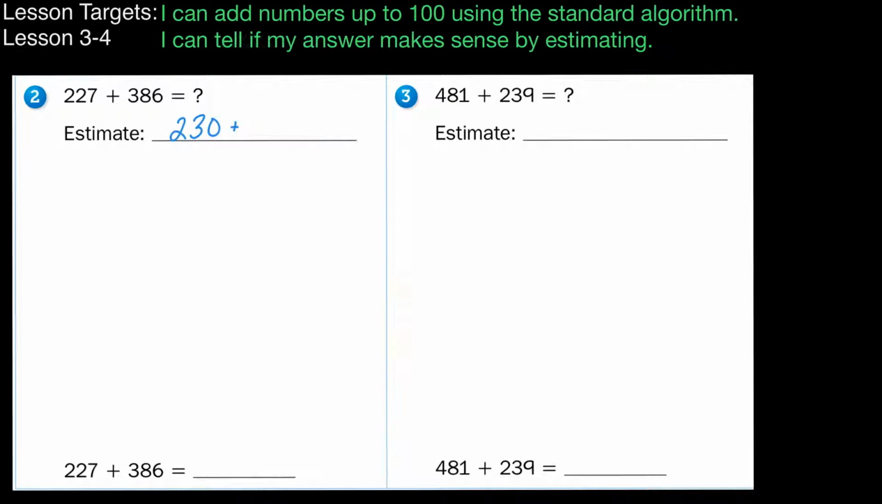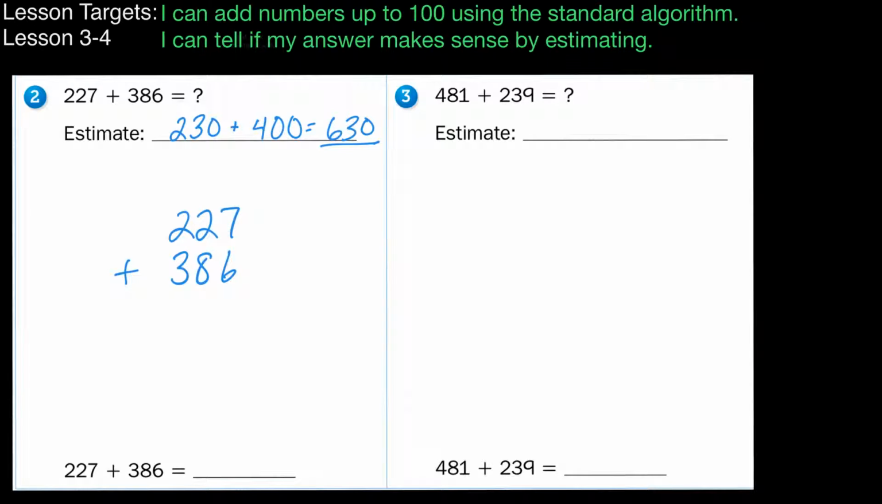Because I think those numbers are a little bit too challenging for me to add in my head. So 386, I was going to round up to 400. So 400 plus 230 would be 630. So we're going to be looking for our answer to be about 630. Now I need to stack it. 227, making sure everything's lined up, plus 386. If you notice, everything's in its correct column, so we're good to go there.